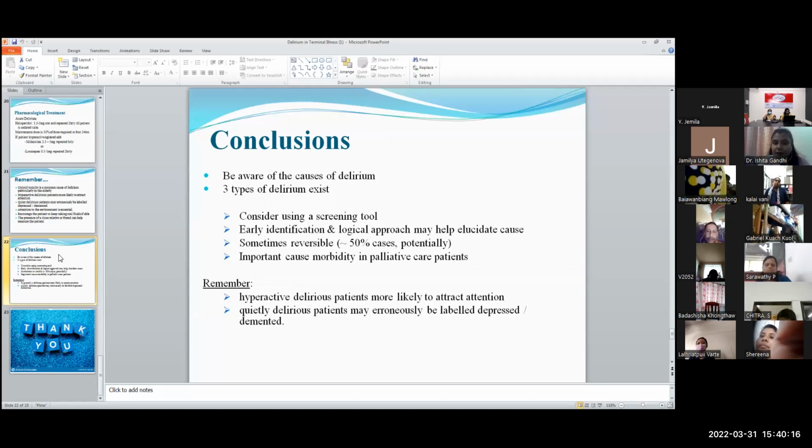And remember, I have put this point again because I cannot stress this enough. Hyperactive delirium, we will catch them very easily. They attract our attention, they attract the attention of the caregivers, and we find out that the patient has delirium. Often they are very easily diagnosed. But the hypoactive delirium, those patients are the ones that are labeled as demented or depressed. Don't do that.